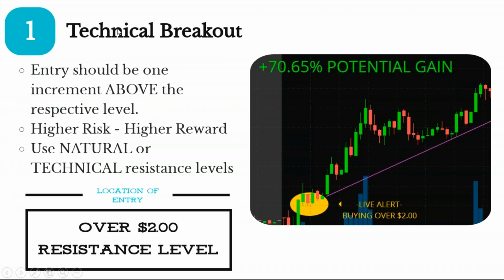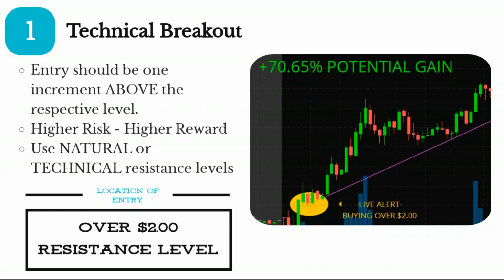So the first one that I wanted to really dig into is the technical breakout. This is the most popular one. This is the one you see most of the time, especially with penny stocks that have high volatility and a lot of momentum, penny stocks that could go parabolic with a low share float. Now again, I want to reiterate that entry should be one increment above that respective level.